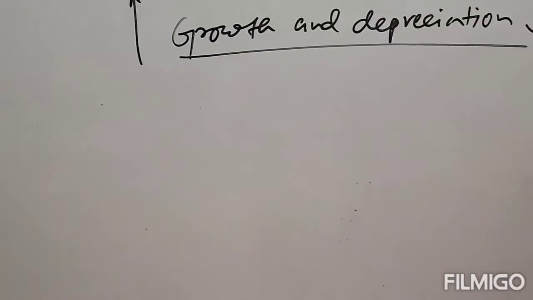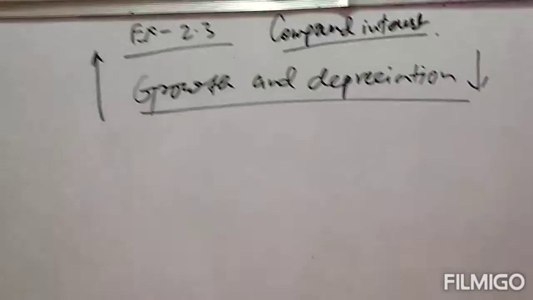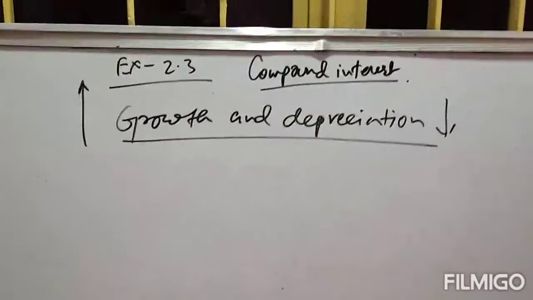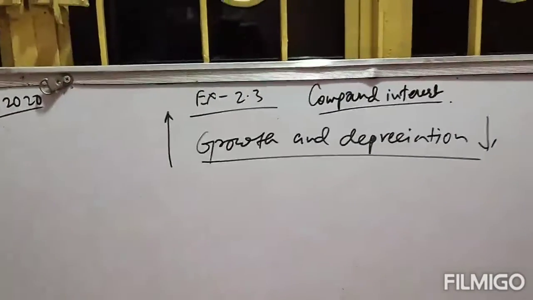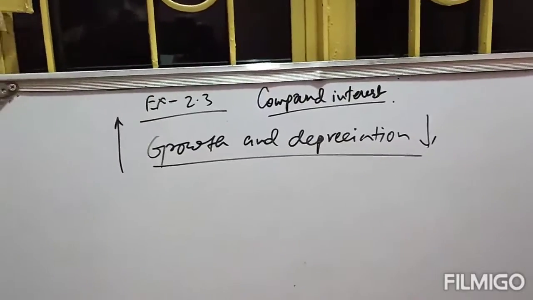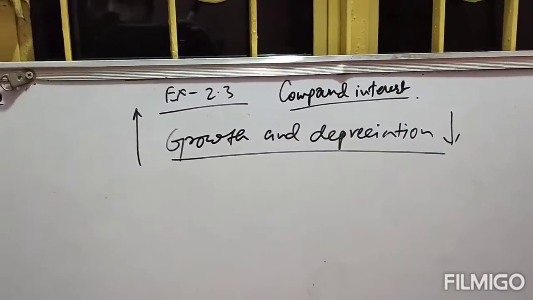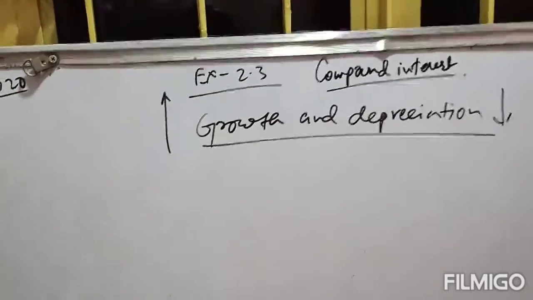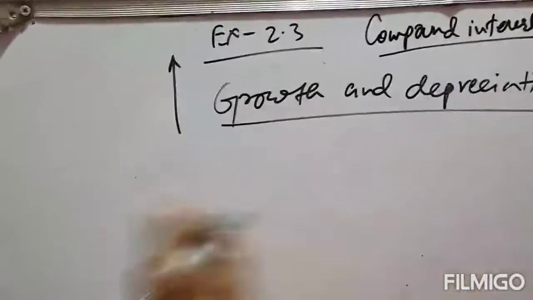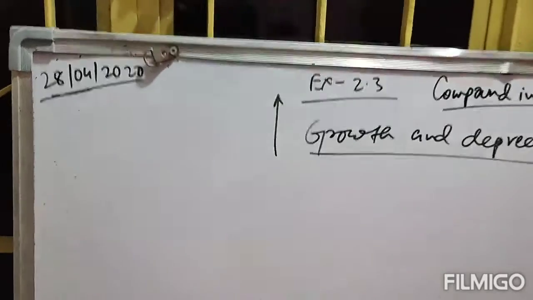Clear? So there are formulas. In this exercise 2.3, growth and depreciation, there are 5 or 6 formulas in your textbook. Just go through the formulas and note them down in your copy, and I will solve the questions from exercise 2.3 using those formulas. Clear? So I will just give 2 or 3 formulas. What are the basic ideas of growth and depreciation?